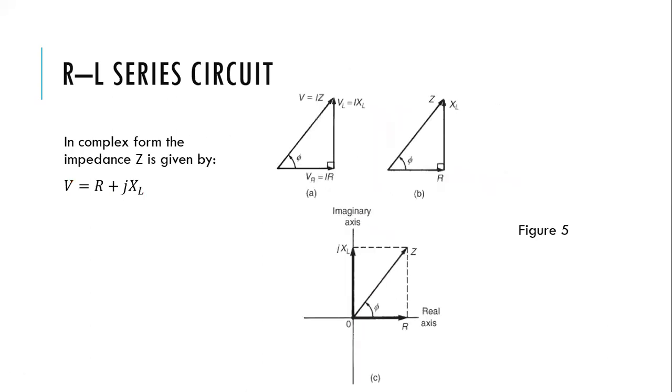Now, the complex form of the impedance will be given by, sorry, this is not correct. This V is supposed to be Z. So Z is equal to R plus jXL. Z is equal to R plus jXL. So this is Z.